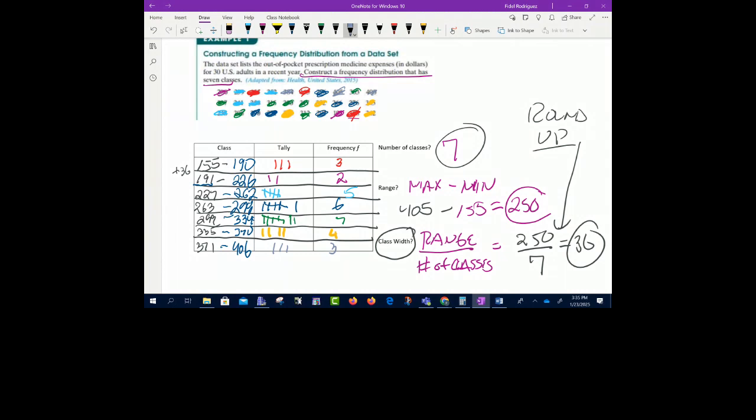Now that we have this information organized this way, we can say, out of those 30 people, because it was 30 adults here, 7 of them paid between $299 and $334. That was the one that has the most number of people. What was the one that had the least number of people? We would say between 191 and 226. But now we can at least make some conclusions because we've organized all of this together. Does that make sense? Okay.